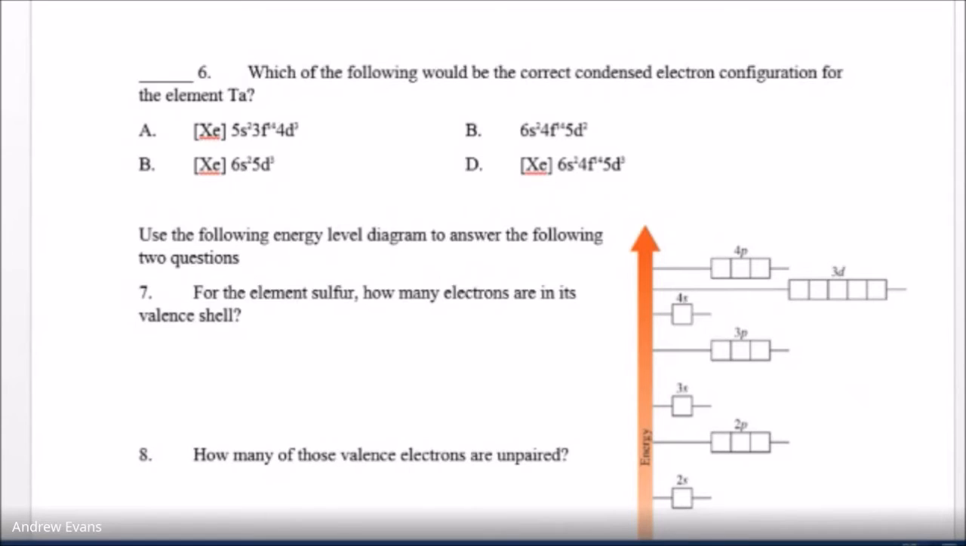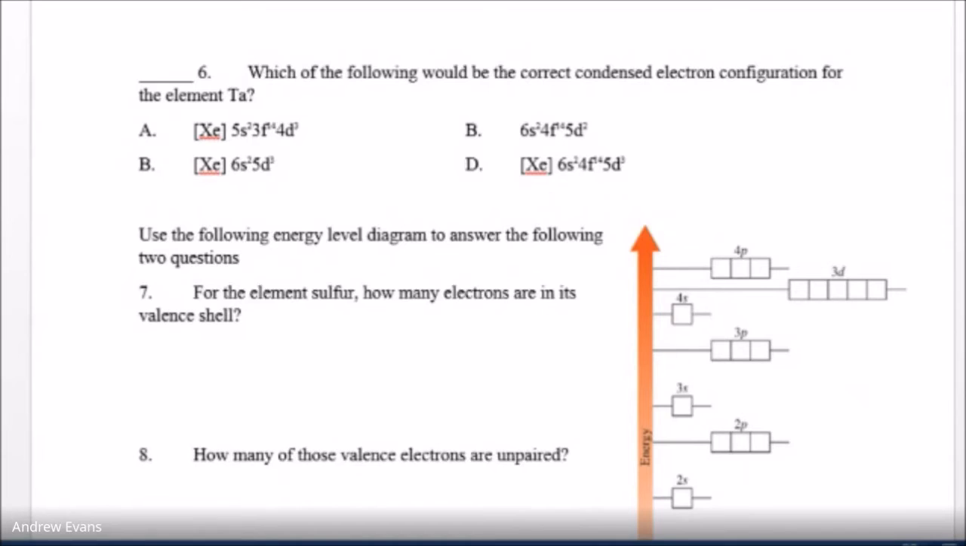B completely leaves out your f orbitals. A is essentially right, but it's the wrong row. And C is essentially right, but the wrong number of d electrons, and also left off the xenon. So the correct answer is D.